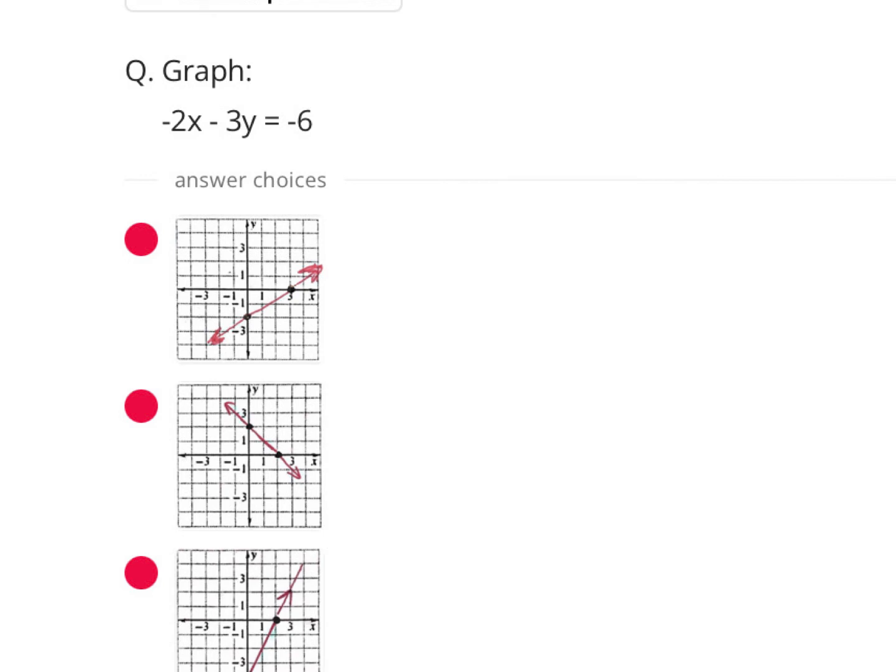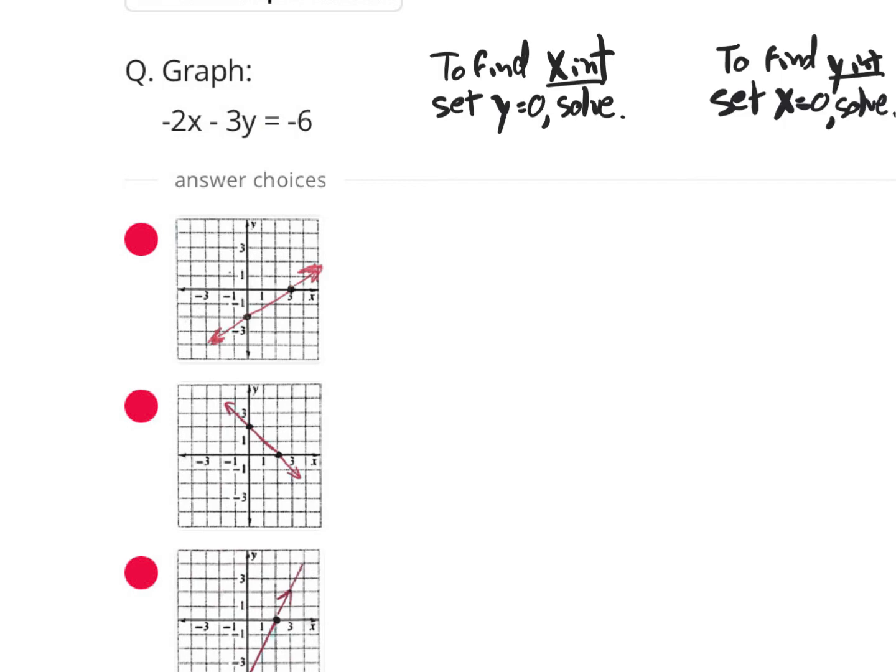So on this question, we have a standard form equation, and they want us to graph it. It's really easy to graph standard form equations by finding the x-intercept and the y-intercept. To find the x-intercept, set y equal to 0 and solve. To find the y-intercept, set x equal to 0 and solve. So you could show your work, right? I will show my work here.